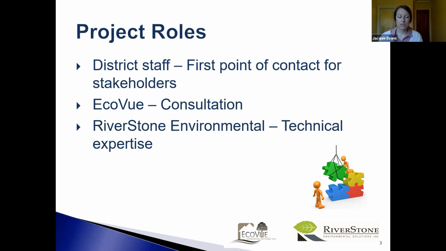Francis Wilbur from EcoView will be leading the public consultation activities related to this study, including today's meeting. And Al Shaw from Riverstone will be leading the scientific process and technical aspects of the study. Thanks again, everyone, for joining us today. And with that, I will turn it over to Francis.